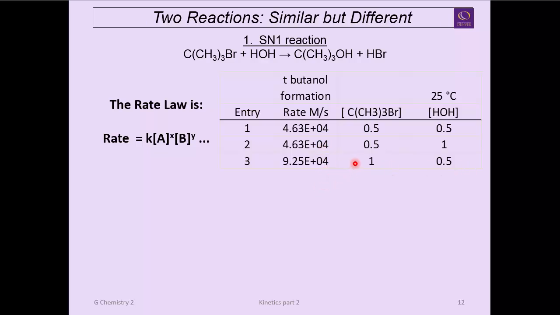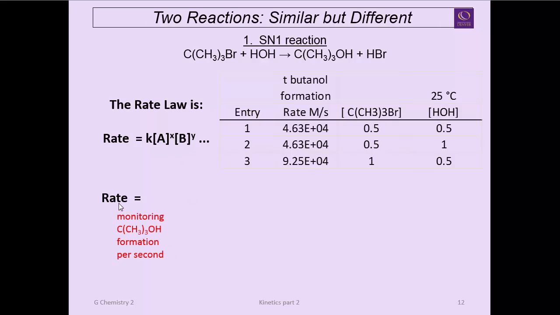But the key is this. In experiments 1 and 2, we hold T-butyl bromide constant and change just the water and see how it affects the rate. In experiments 1 and 3, we hold water constant and just change the T-butyl bromide and see how it influences the rate. Okay, and then we can determine our rate law. So watch how we do this.